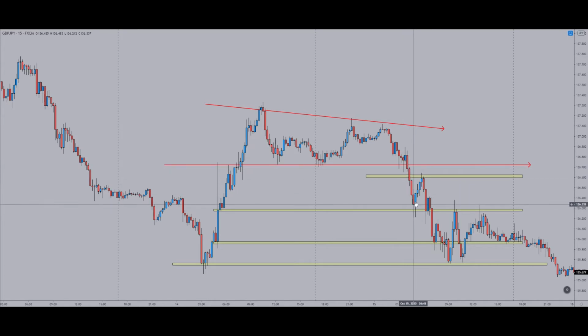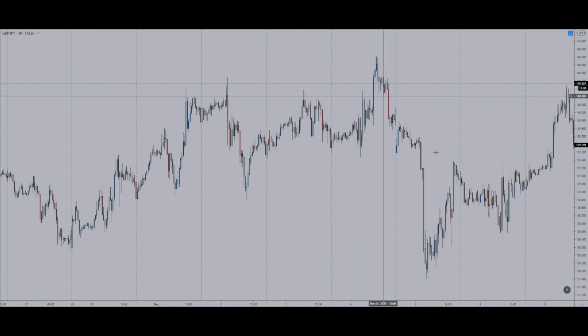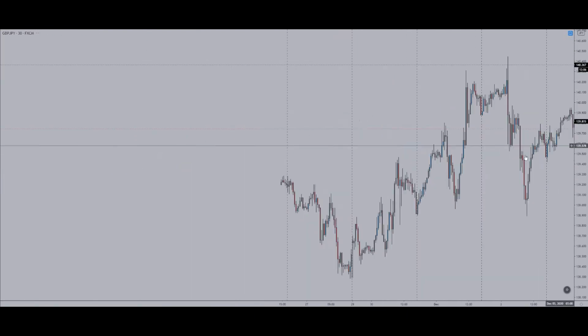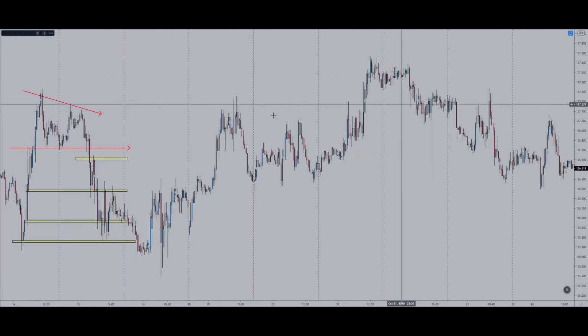So once I saw a pullback and a resistance being formed, that's when I look for a sell for that continuation, and you go with the trend, with the momentum. So that was one example. Let me hop on back up to the 30-minute. October 21st is going to be another example I noted that I wanted to show you guys.